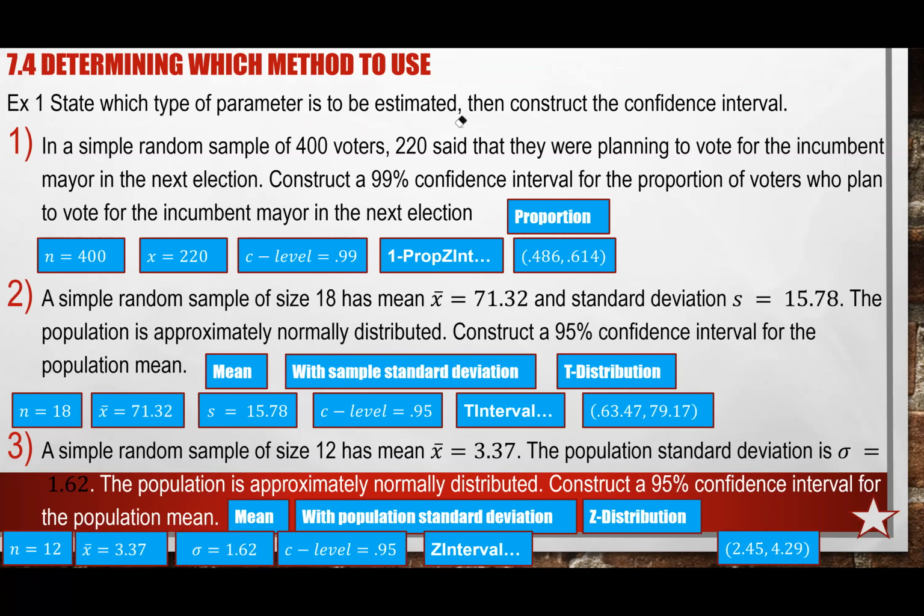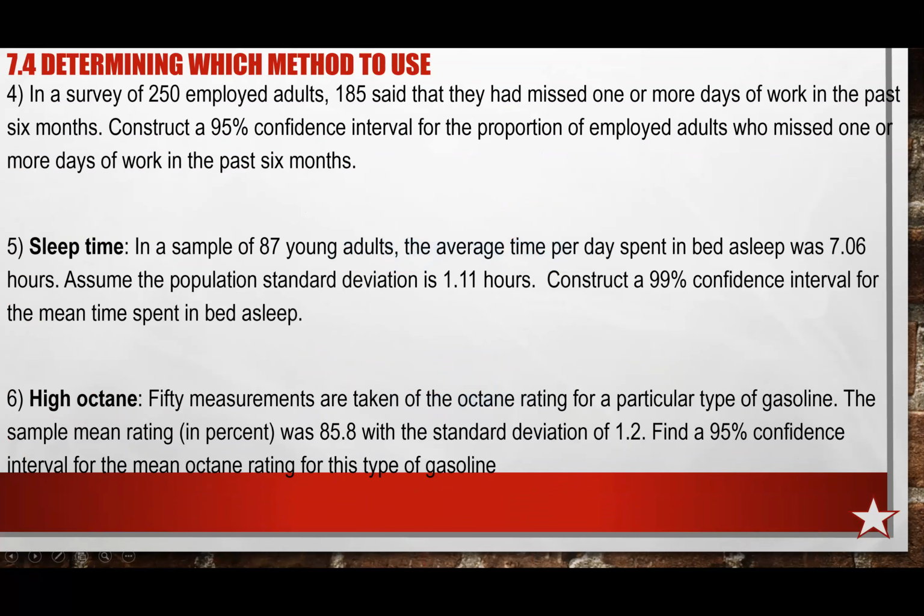All right, so let's take a look at the next set of problems. Numbers 4, 5, and 6 ask you the same thing, which is to identify which parameter we are estimating and which one we should use. Should we use the Z or should we use the T? Looking at number 4, there's no problem now. If you read this and they ask you to construct the confidence interval for the proportion, we know there's nothing else in a proportion. We just use the one prop z interval.